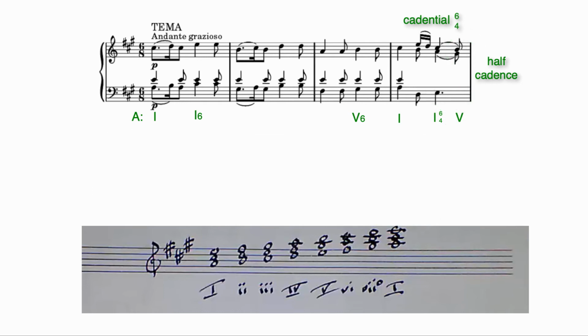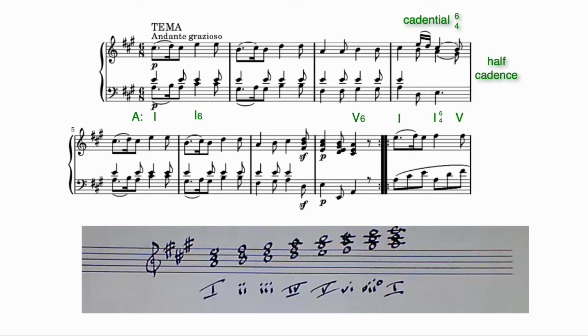The next phrase, beginning in measure 5, is rather parallel to the first phrase. In other words, it's pretty much the same music, until you get to measure 8, where it changes a little bit. Let's look at measure 8. The first is a 1 chord, A, C sharp, E, but the E is in the bass. That makes that chord again in second inversion.